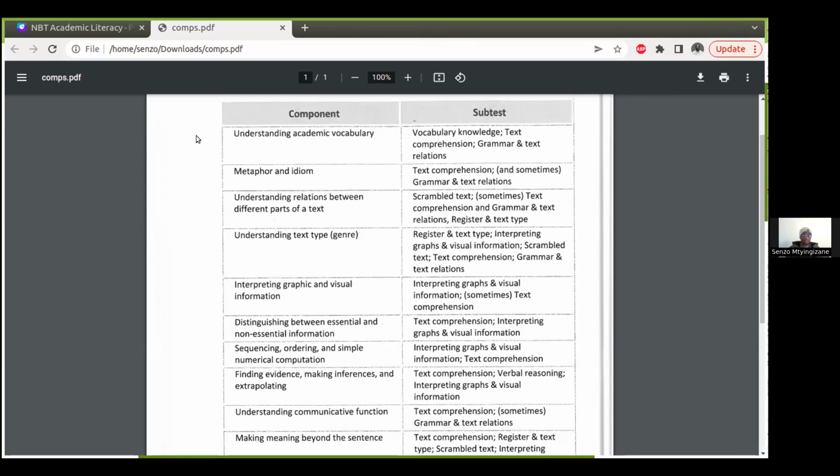The fifth part is interpreting graphic and visual information, so graphs. Many different types of graphs are going to be tested, as well as comprehension.